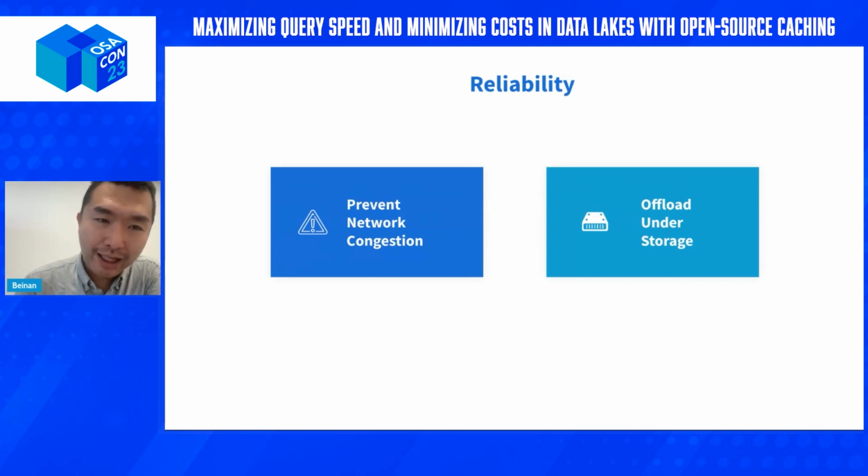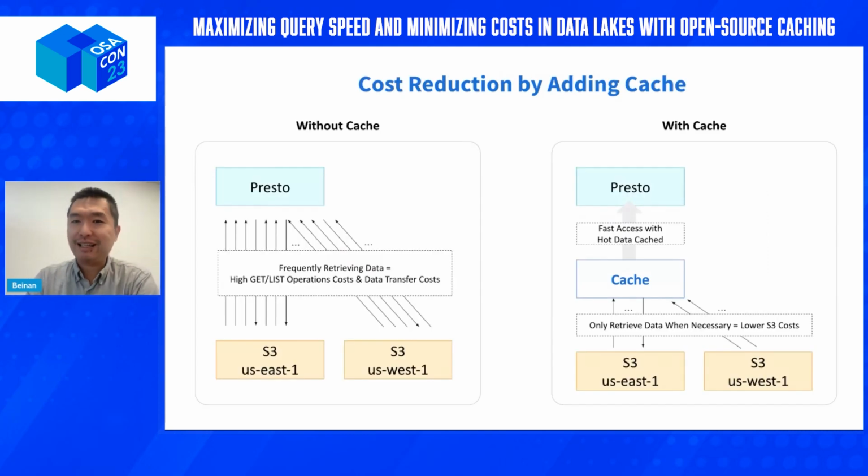I think I already covered that in my previous section. Using cache can highly prevent network congestion and also offload the storage, because in the previous slide we can see the number of API calls and the number of bytes we transfer can be reduced by the cache.